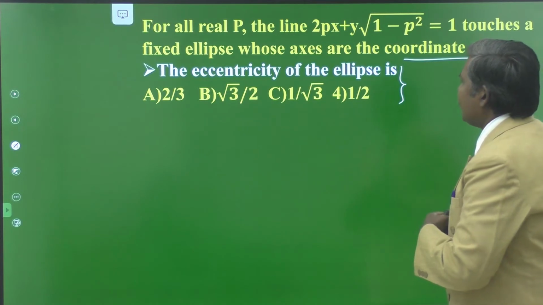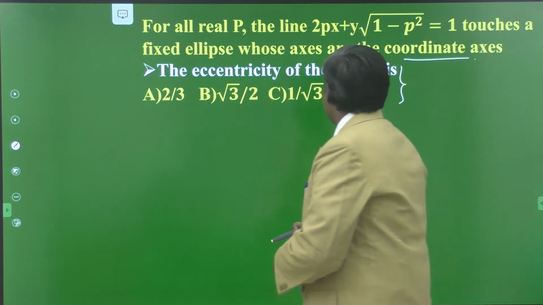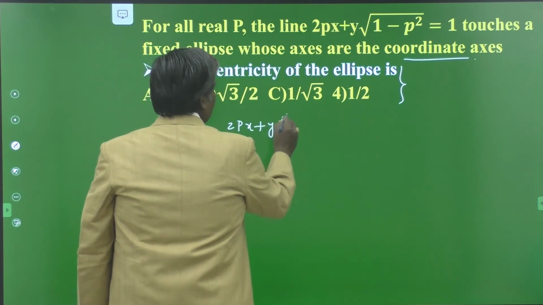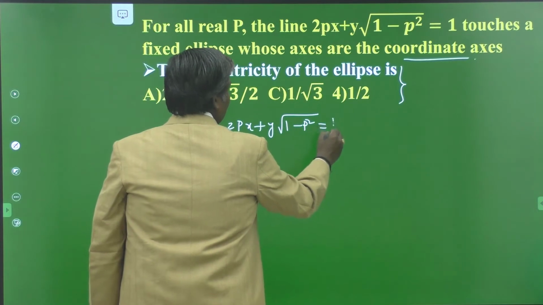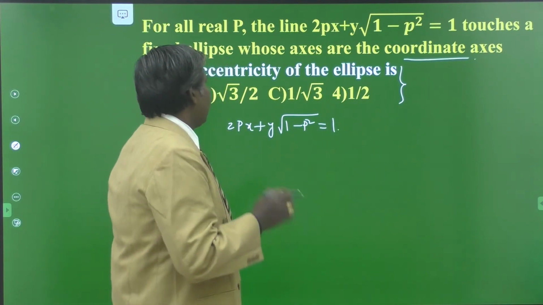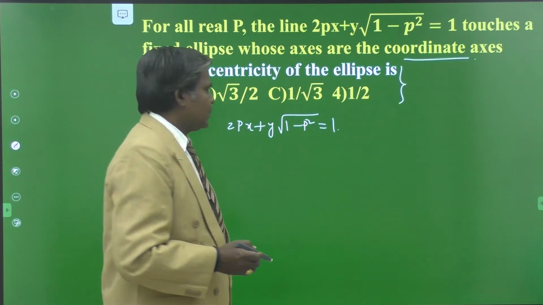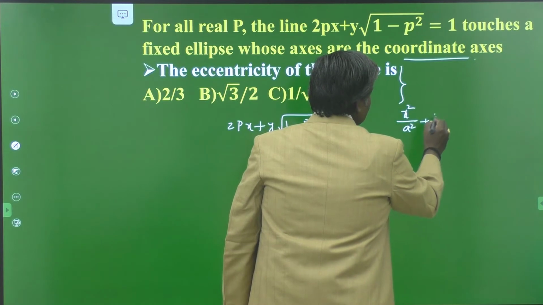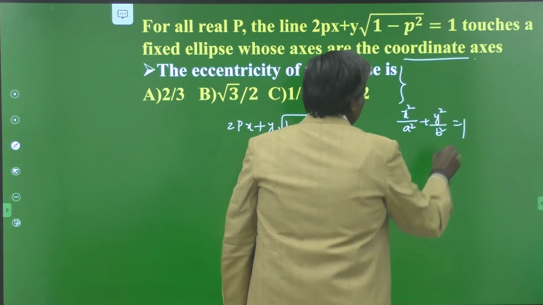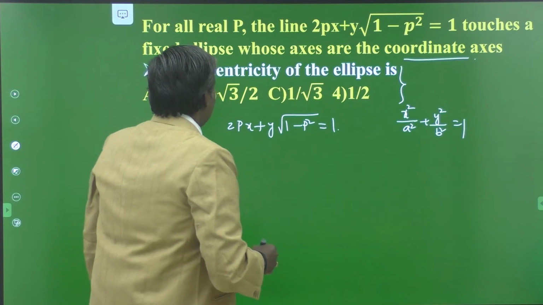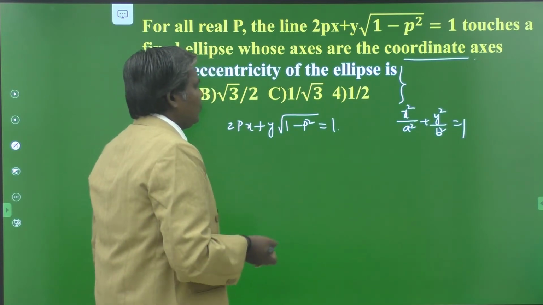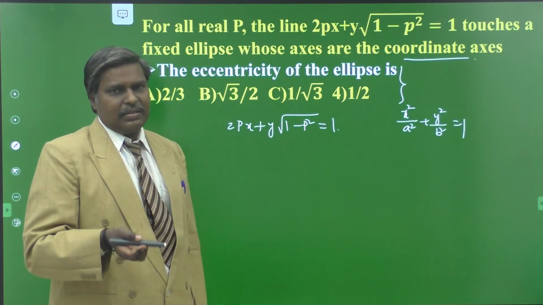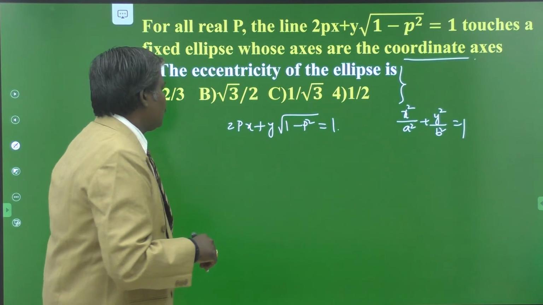So for all real values of p, this line 2px plus y into root of 1 minus p square is equal to 1 is tangent to the ellipse whose axes are the coordinate axes. Suppose your ellipse is taken as x square by a square plus y square by b square is equal to 1. Now all of you know the parametric form of the tangent equation is what? x by a cos theta plus y by b sin theta is equal to 1.